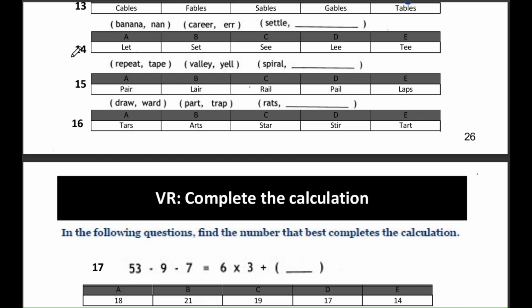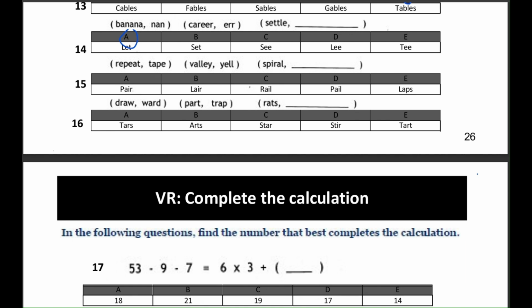Let's continue with question number 14. So we have the pairs banana, nan, career, air, and then settle underscore underscore underscore. We need to complete that third pair. The options are option A, let, option B, set, option C, lee, option D, t, and option E, t. The correct answer is option A, let. If you remove certain letters from the word settle, you get let, just like how the other pairs work.